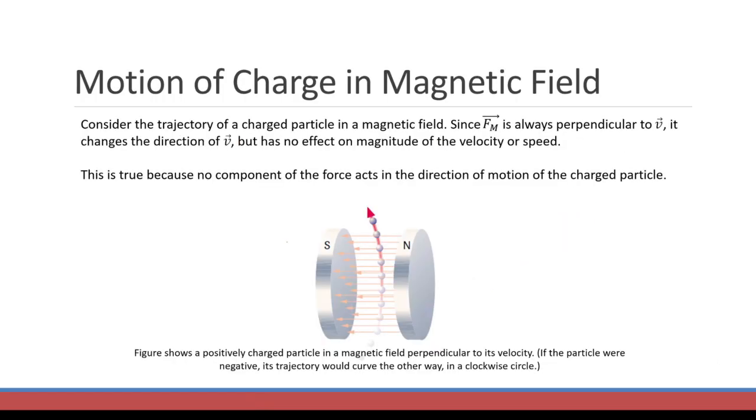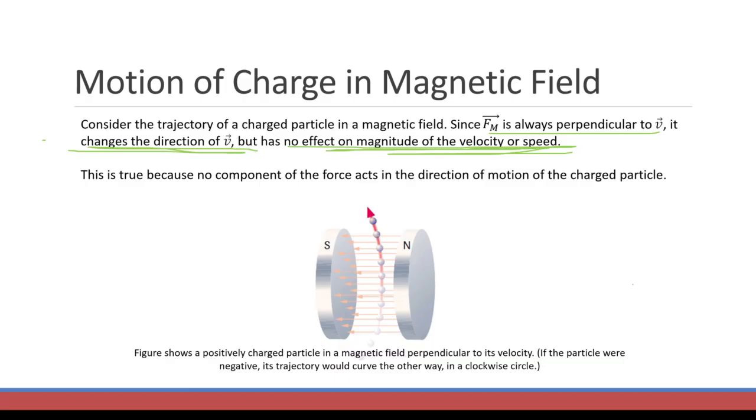So back to charge motion in magnetic fields. Consider the trajectory of a charged particle in a magnetic field. Since the magnetic force is always perpendicular to V, it changes the direction of V, but has no effect on the magnitude of the velocity or speed. This is true because no component of the force acts in the direction of motion of the charged particle.